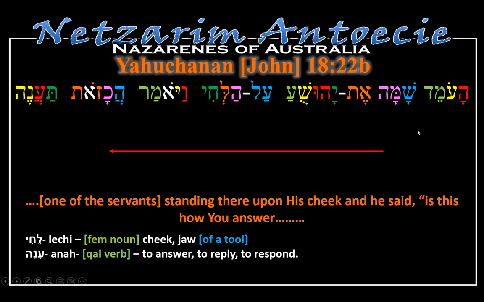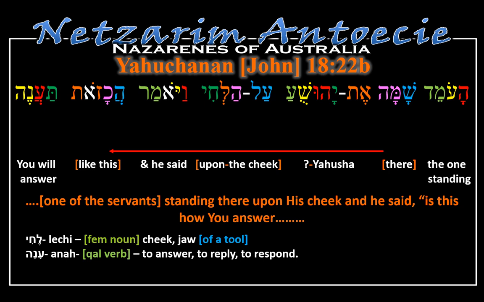Right, now we can read that, which is Ha-omed Shama et Yahushua al ha-lechi Vayomar ha-kazot ta'aneh. And the translation, the one standing there, grammar marker Yahusha, which is the one being struck, upon the cheek, where he's been struck, and he said, like this you will answer.